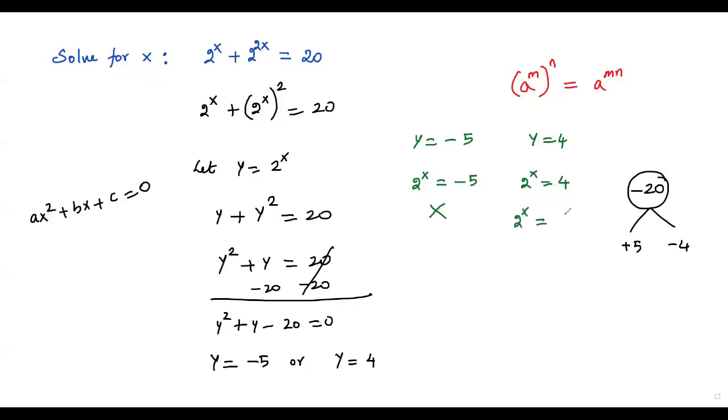Already we know that 4 is a power of 2, so 4 can be written as 2 squared. Now I have the same base on both sides of the equation. Since the two terms are equal with the same base 2, we can equate the exponents. That is, x equals 2. So I have solved for x in the given equation. The value of x is 2.